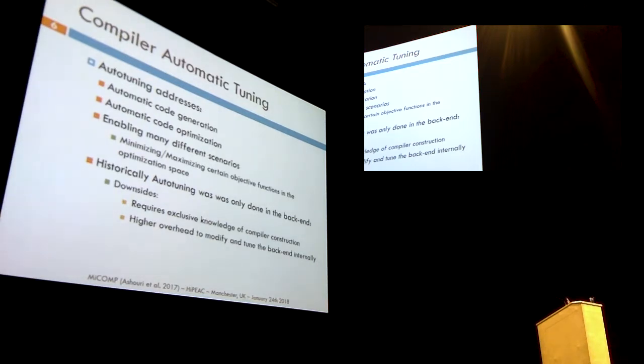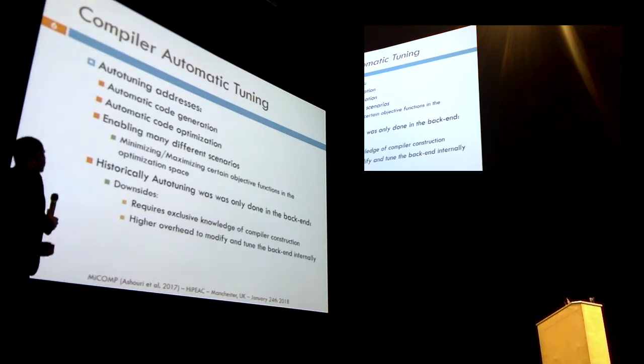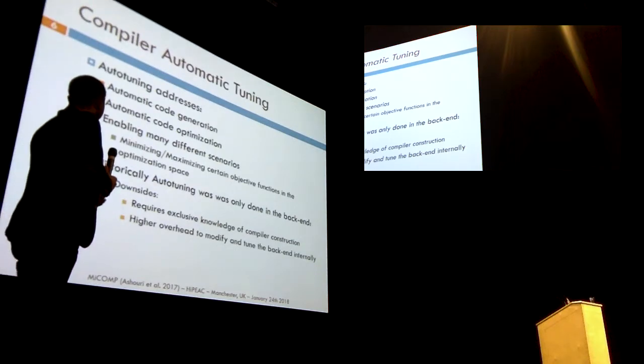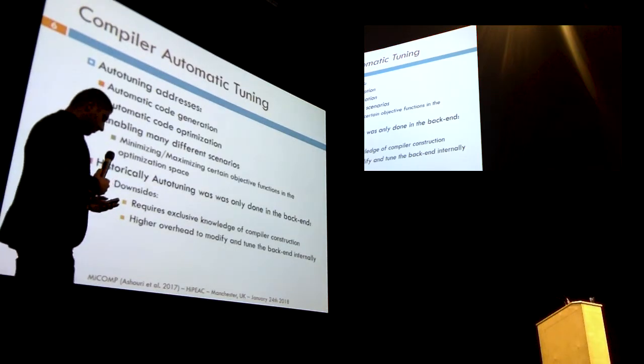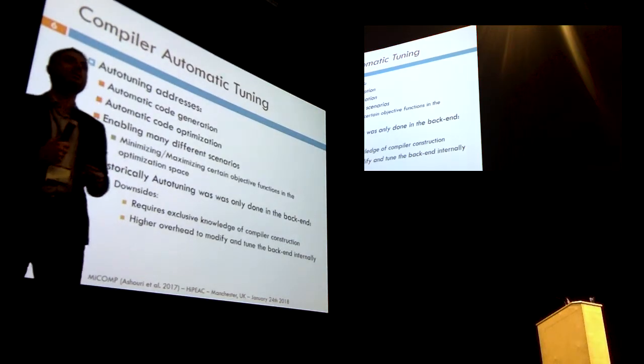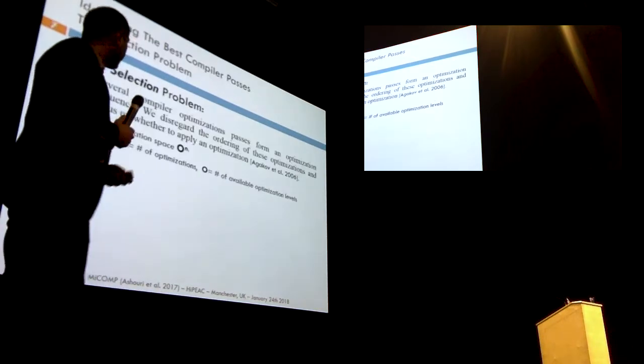Historically, in the 90s, it was used in the backend, but the downside of playing with backend optimization is that every time you want to change something or add something to your compiler, you have to open it up from the backend, and it requires exclusive knowledge of a compiler engineer. And for sure, it has higher overhead to modify with respect to using the passes in the front end.